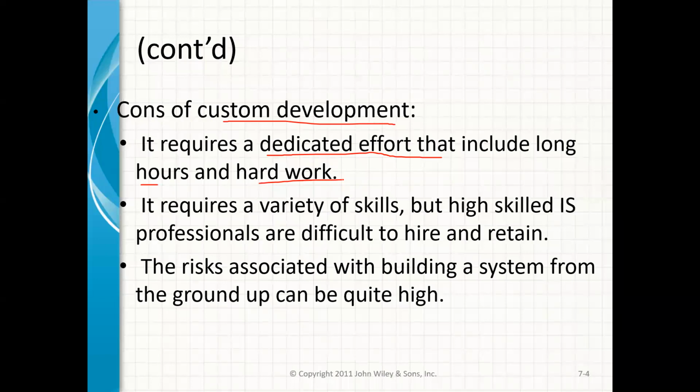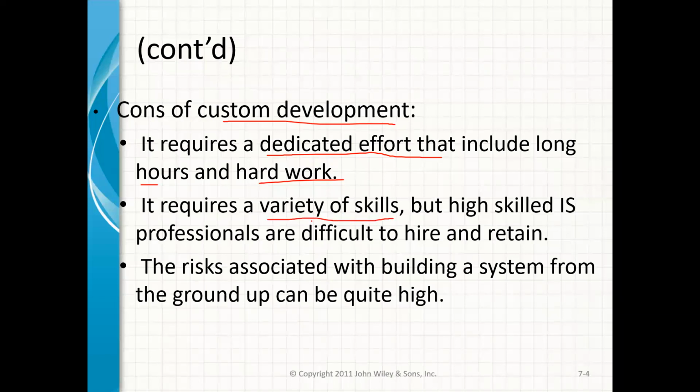They need to work so many hours. They need to work hard. You find your people awake maybe 2 a.m., 4 a.m. So they need to work very hard. And you need to have a variety of skills.